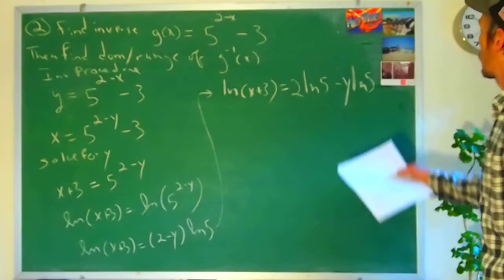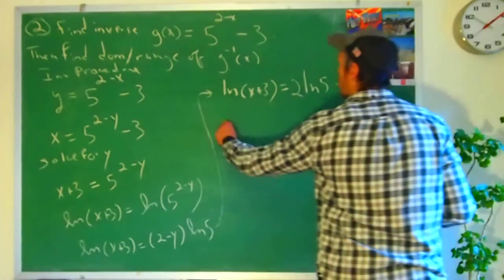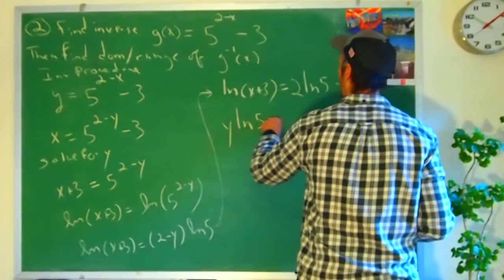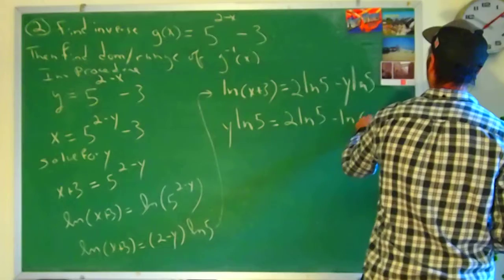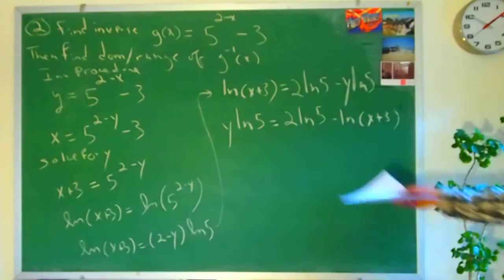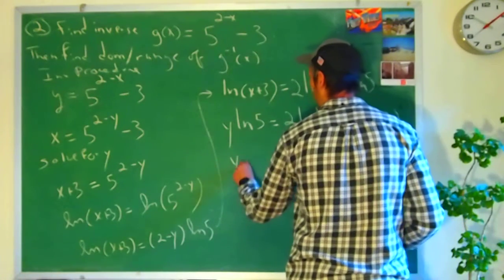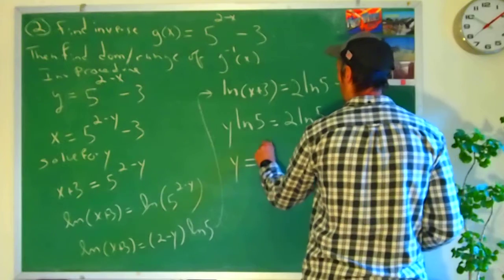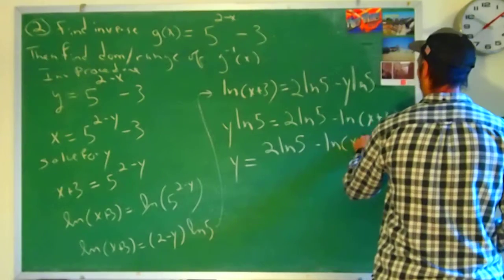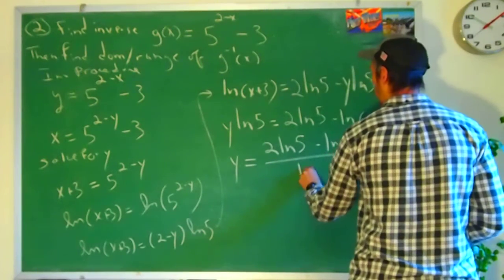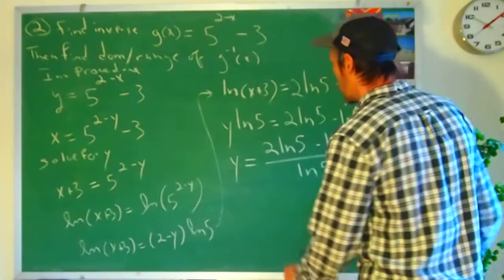5. All right. And so what I'm going to do is move this to the left-hand side and move this to the right-hand side. So I will have y ln of 5 equals 2 ln of 5 minus ln of x plus 3. And then divide both sides of this equation by ln of 5. And we will almost have our inverse function. Okay, and the only thing we need to do now is just change the y to g inverse of x.